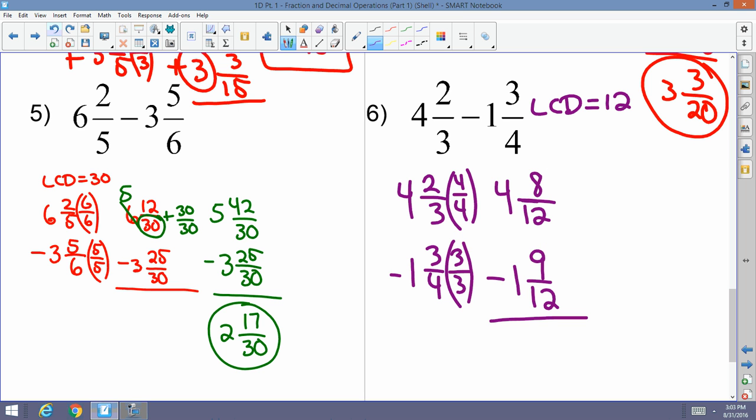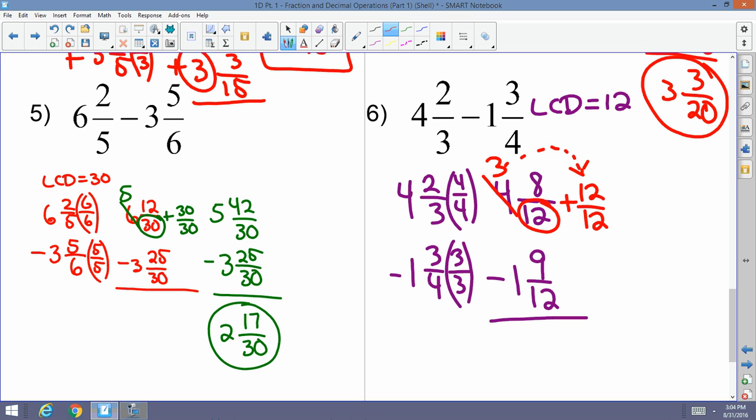We're going to borrow. So please pay attention once again. I'm going to borrow 1 from the 4, making it a 3. And I'm going to add that 1 that I borrowed to the 8/12 in the form of 12/12. Please don't stress. Why 12/12? Because I need to add it to 8/12, so I need a common denominator. And 12/12 is equal to 1. So I took the 1 that I borrowed from the 4, and I placed it in the form of 12/12.